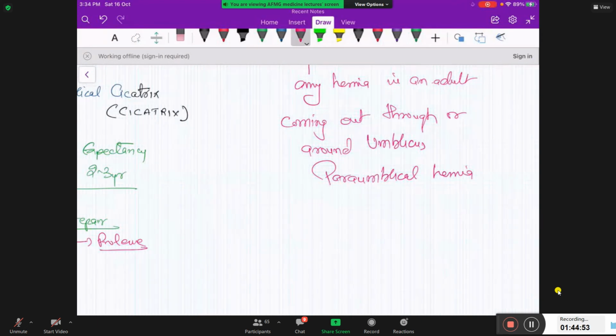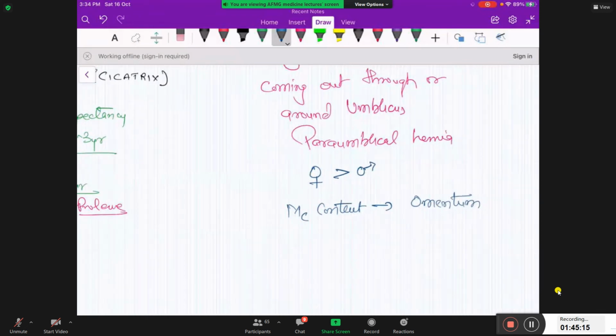Is called para-umbilical hernia. And this para-umbilical hernia is again more common in females than in males. And the most common content of this para-umbilical hernia is omentum. Okay, and what is the first investigation? What is the investigation of choice?